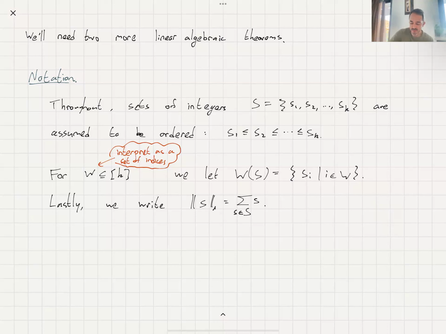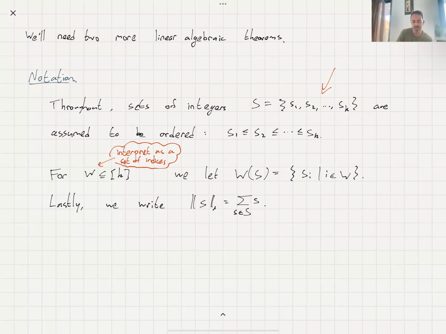So say you have a set of integers. We are going to have sets of integers, essentially indices of the rows and columns, but so maybe this is S1 to Sk. So we are going to assume that they are ordered according to the indices. Okay, so S1 is at most S2. So whenever we see a set S1, S2, and so forth, implicitly know that S1 is smaller or equal than S2 and so forth.